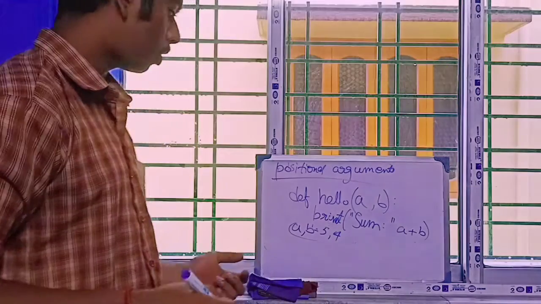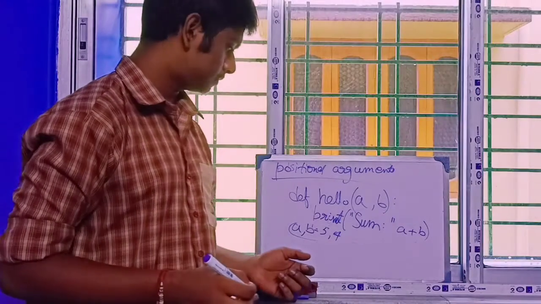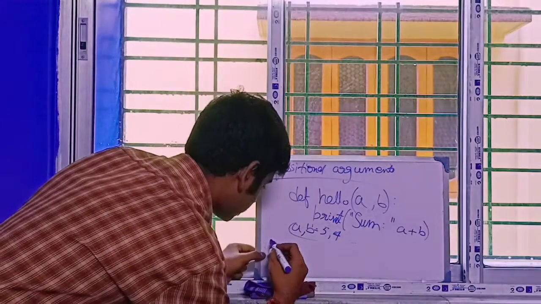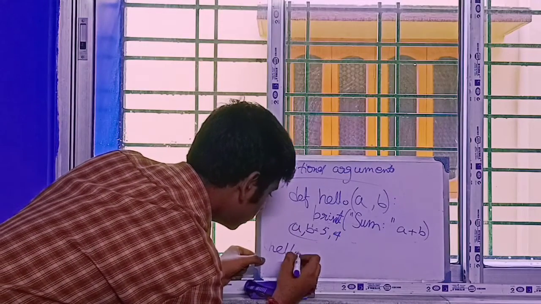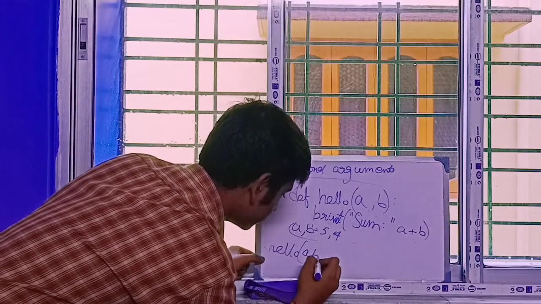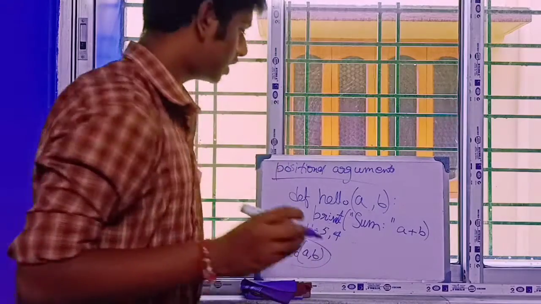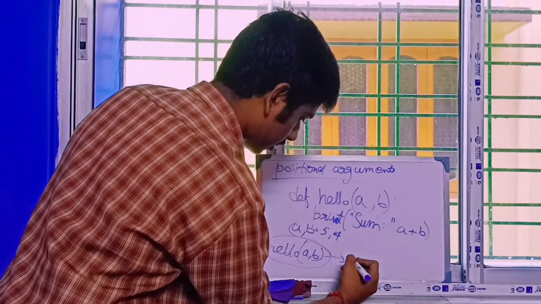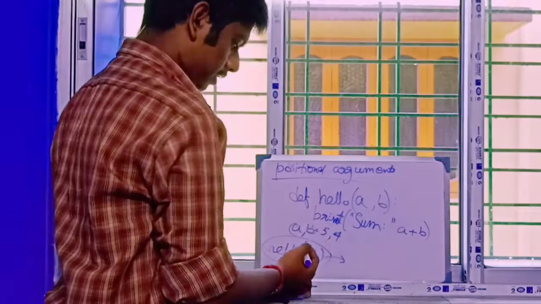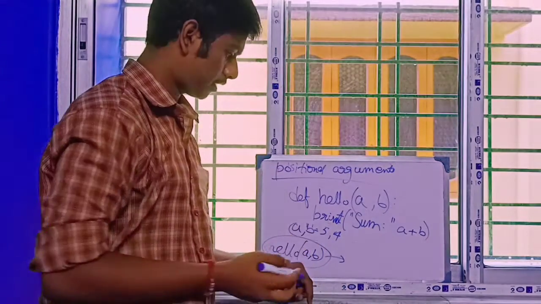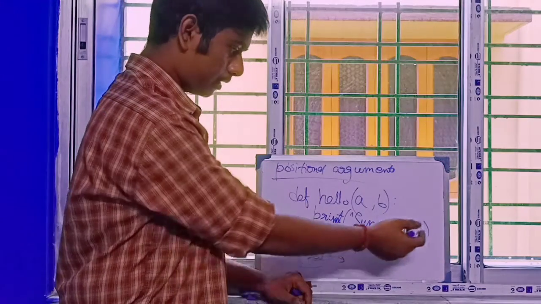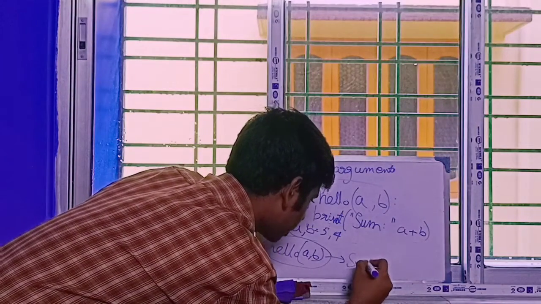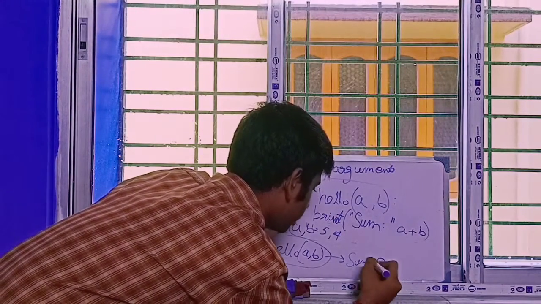Okay, so if we call the function anywhere, for example, we are calling the function here, we write hello a comma b. Now this will give the output as 5, 4. We have specified the value of a and b, and the function is saying print sum a plus b, so it will give the output as sum 9.